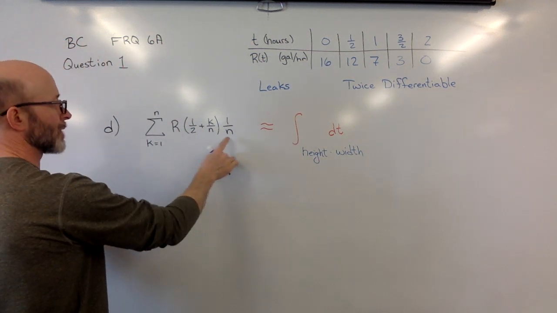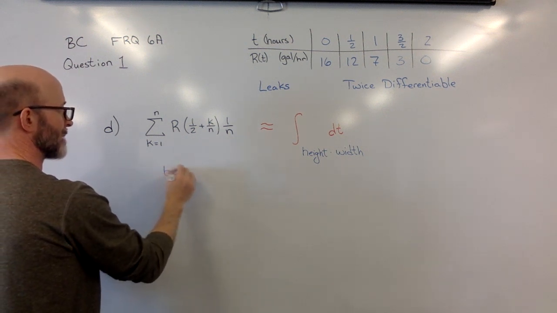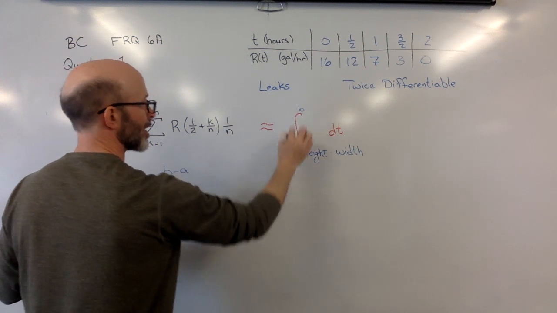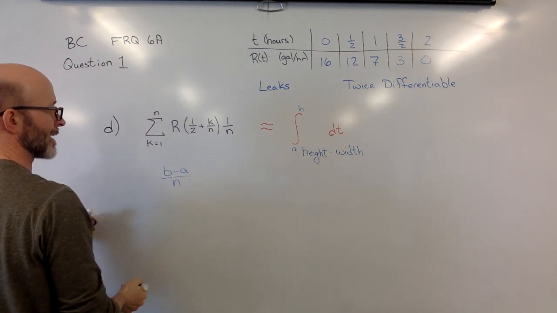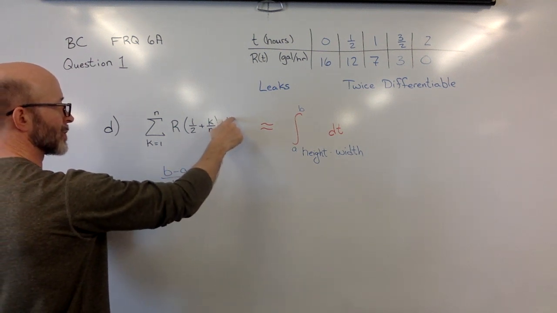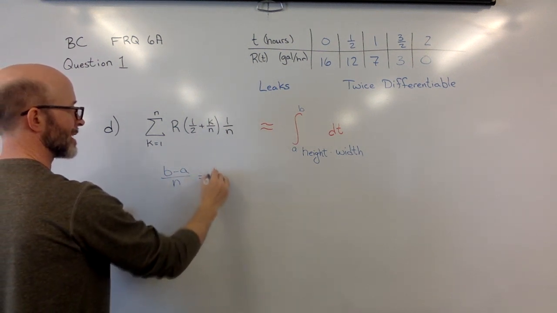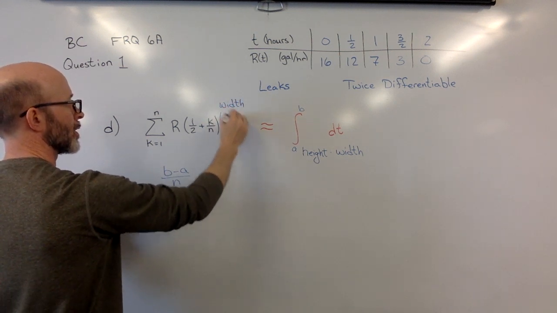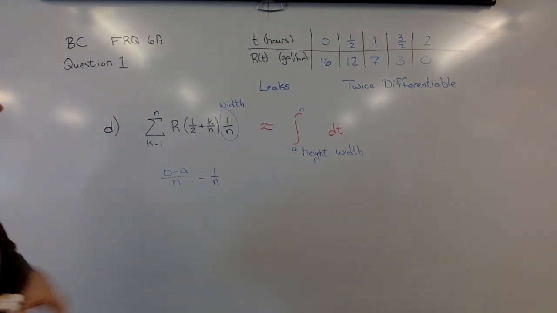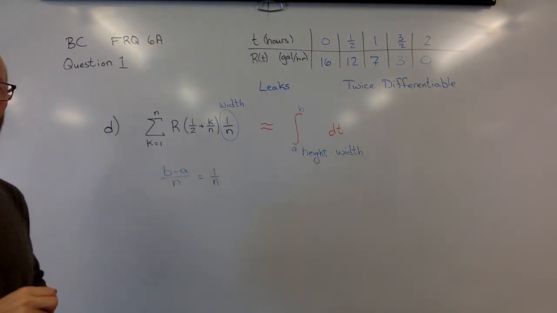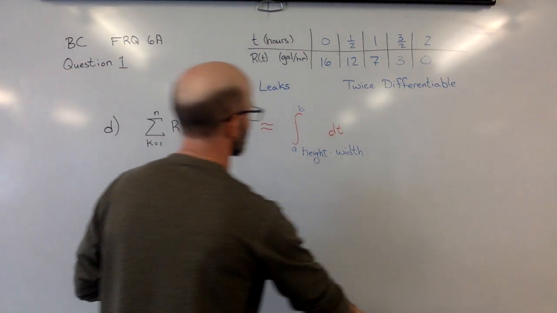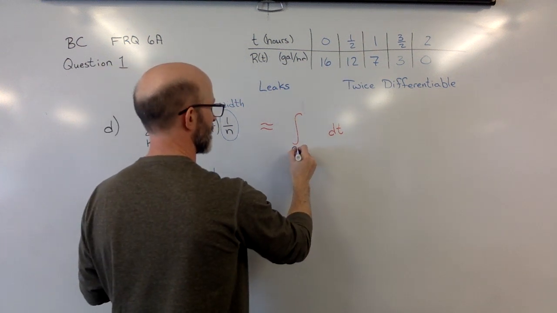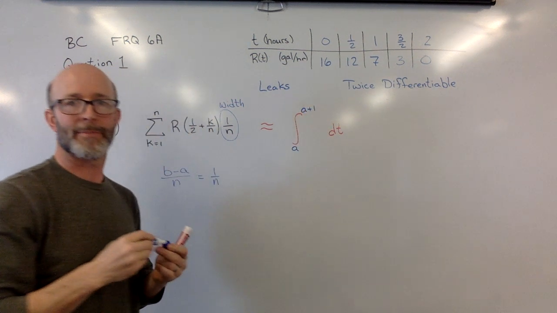The width of each individual rectangle when we're looking at this is B minus A, when you're looking from A to B. That gives you the total width divided by the number of rectangles we're using. In this case, what do we see here? We see that the width of each rectangle is going to be 1 over n. That means B minus A is 1. The total width of this is going to be 1. So whatever we have for A, the upper limit is going to be A plus 1.